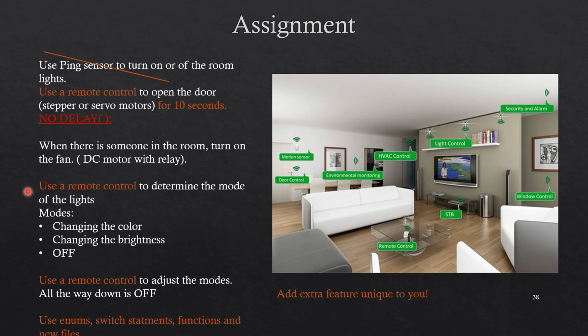But now, instead of using a button to change the mode of the LED, use the remote control to determine the modes. So you can also map another button on your remote control to change the modes of that LED. The modes could be changing the color, changing the brightness, or turning the LED off. When you are in the changing of the color mode, you can use the remote control to change the color instead of a potentiometer. And also you can change the brightness with the remote control or turn the LED completely off.